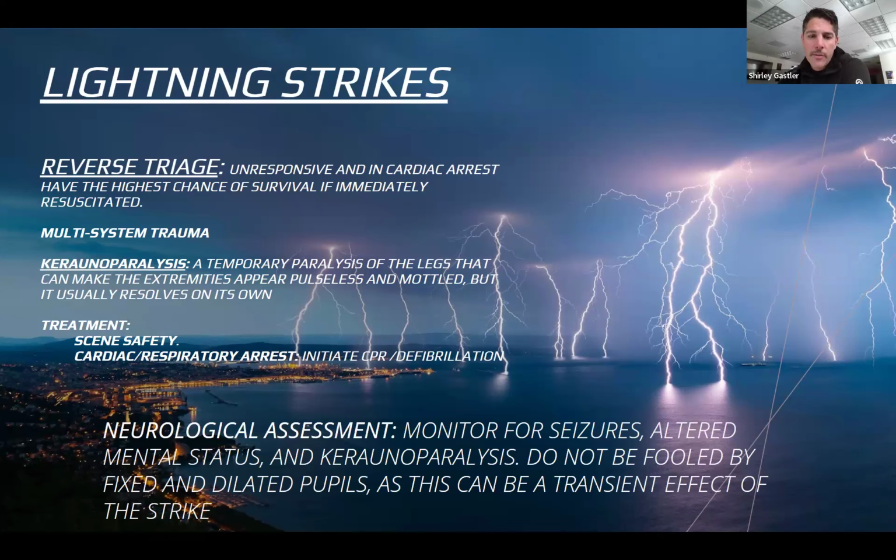Another thing to consider with lightning strikes too, they can actually have fixed and dilated pupils, but similar to the paralysis that happens in the lower extremities, it can just be a transient effect. So, treat accordingly.